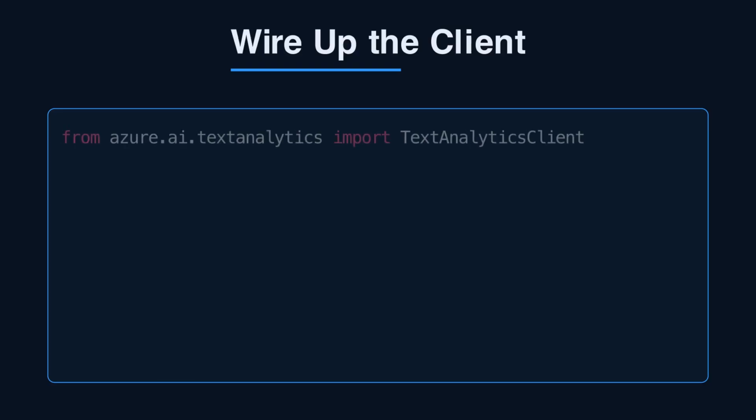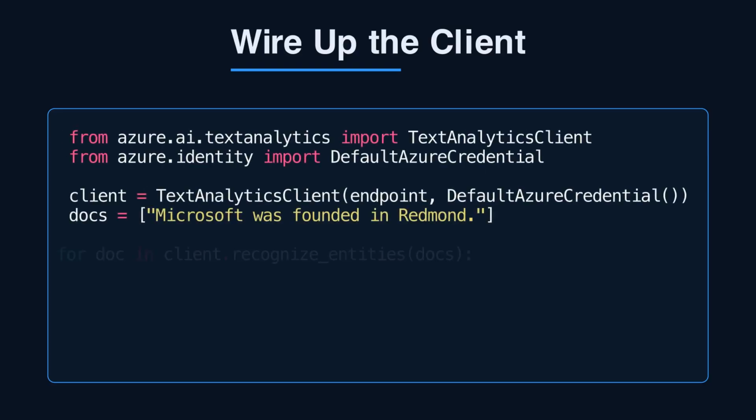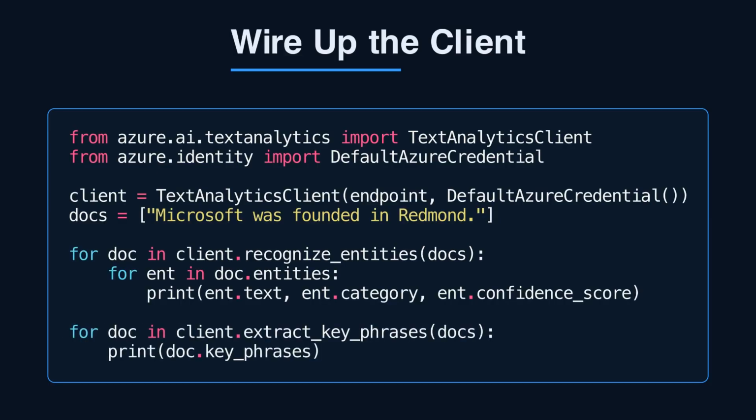Now the code. Install the package azure-ai-textanalytics. Create a text analytics client by passing your endpoint and credential. For local development, you can use the access key, but in Azure, I strongly prefer DefaultAzureCredential with a managed identity, so there's no secret to rotate. The client exposes both methods we need. Call recognize entities to get named entities, and extract key phrases for the main talking points. Both accept a list of documents and return results in the same order. Here you can see a single call passing two documents and printing the categorized entities and confidence scores.